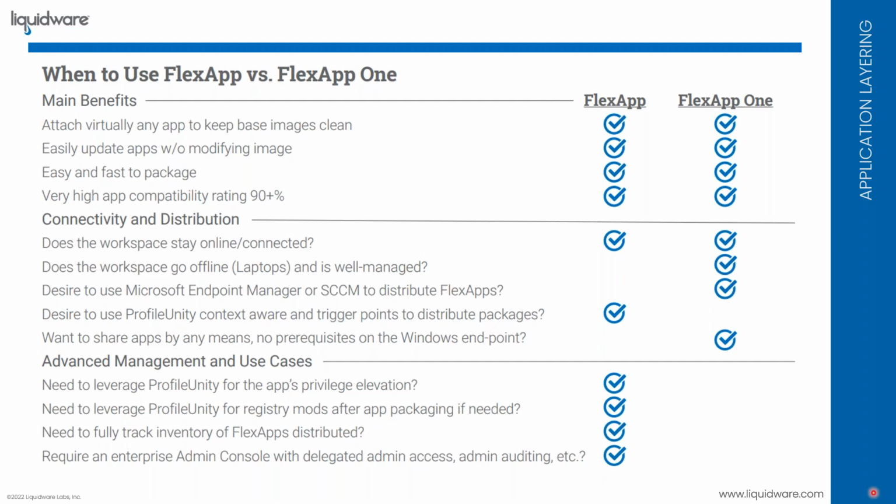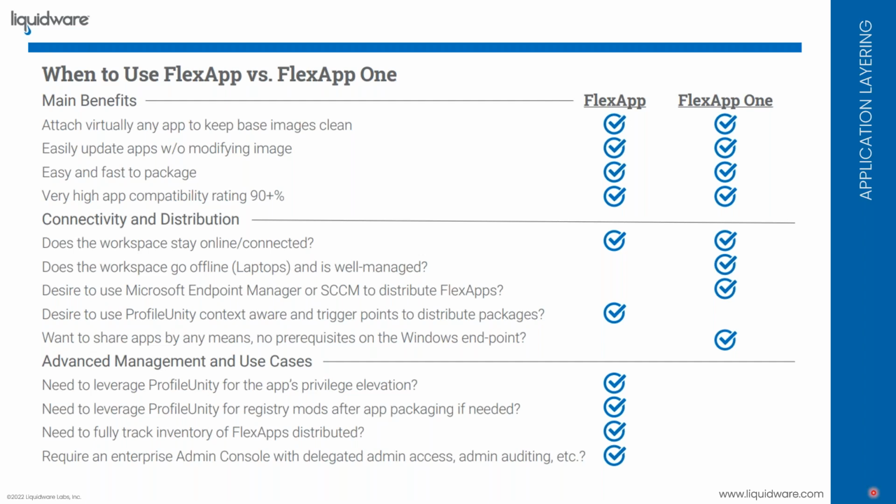You want to take advantage of some of the other features. It's very fast to package. You only have to package it one time. Apps don't break when you start going to a different operating system, if the app supports it. So does FlexApp. When you look at the way that the user's connected and when they need access to that, that's when you move down to the next section of connectivity and distribution. How do you want to get those packages out, and how is the user connected?